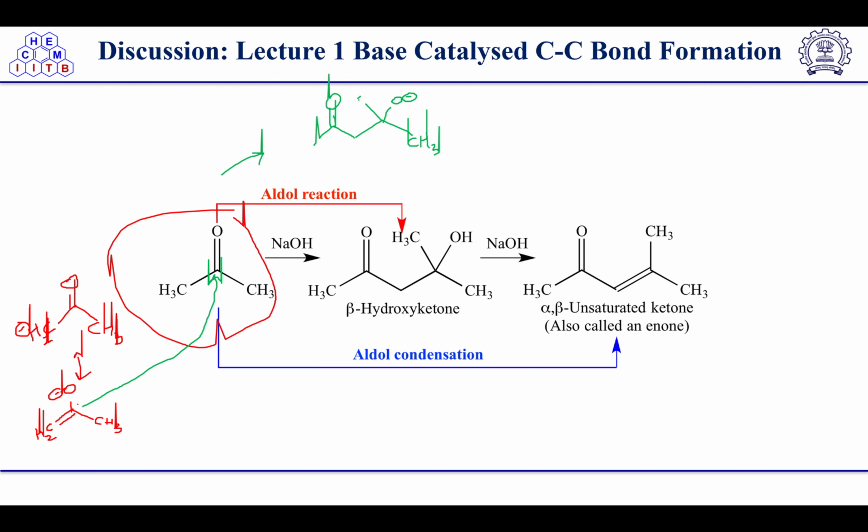Okay, so it will take up the proton and give the product which is called a beta hydroxyketone. After taking the proton, this is the aldol reaction product, the base catalyzed aldol reaction product. When we again subject this substrate, beta hydroxyketone, to basic conditions with sodium hydroxide, what will we observe?